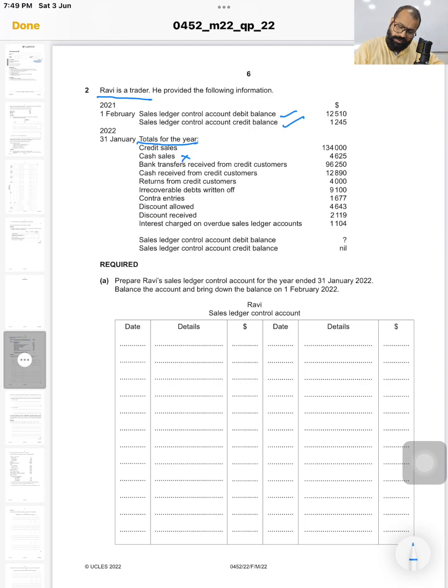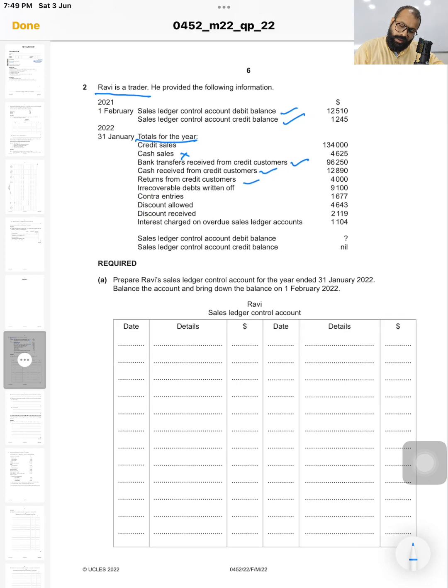Bank transfer from customer, yes, we require. Cash received from customer, yes. Return to customer, yes, we require. Bad debts we require. Contra entry we require. Discount allowed we require. Discount received we do not require. Basically in the sales ledger you only have discount allowed. Interest charge, yes, we require. Sales ledger control account closing balance also they have mentioned. Okay, fine. So let us start solving the question from the given data.